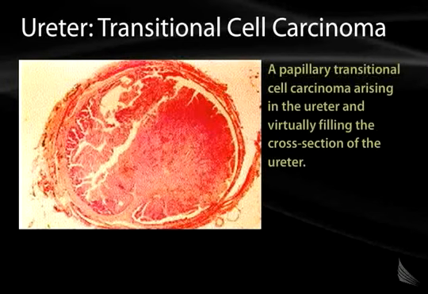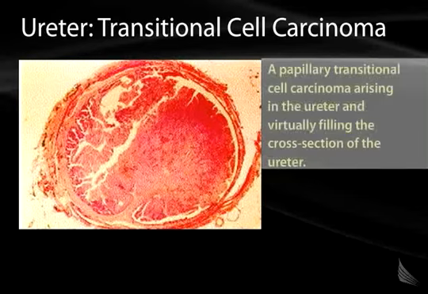This slide merely shows an example of a transitional cell carcinoma that has grown to expand and nearly completely block the entire lumen of the ureter involved.